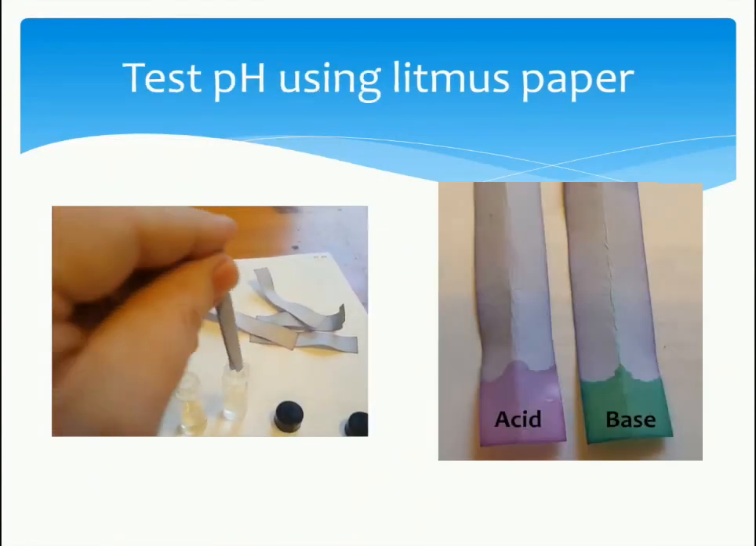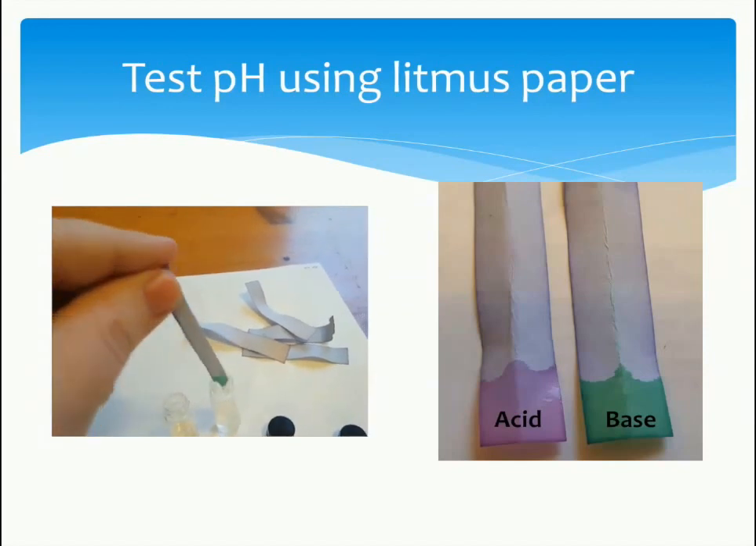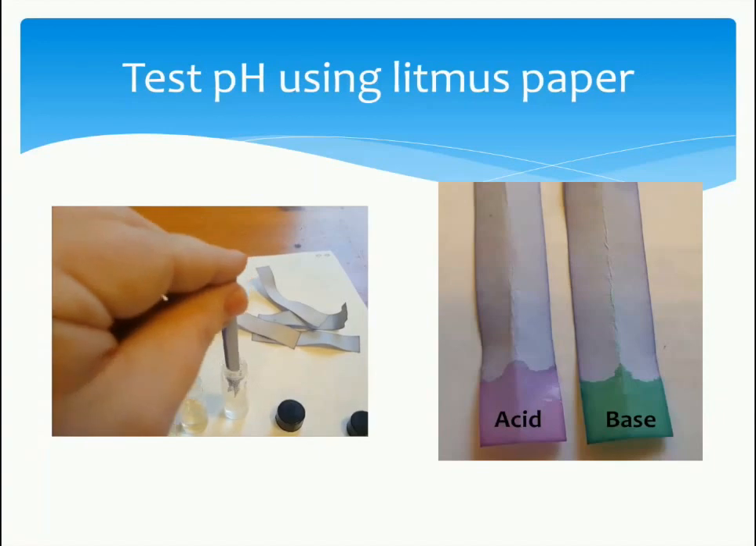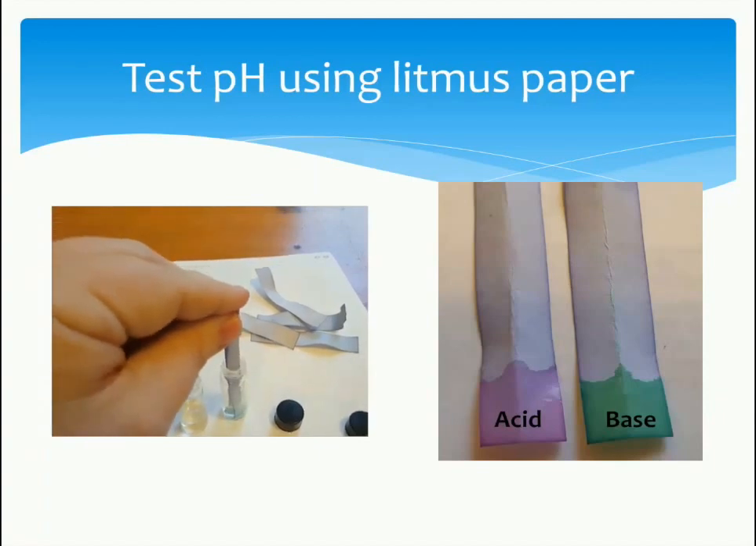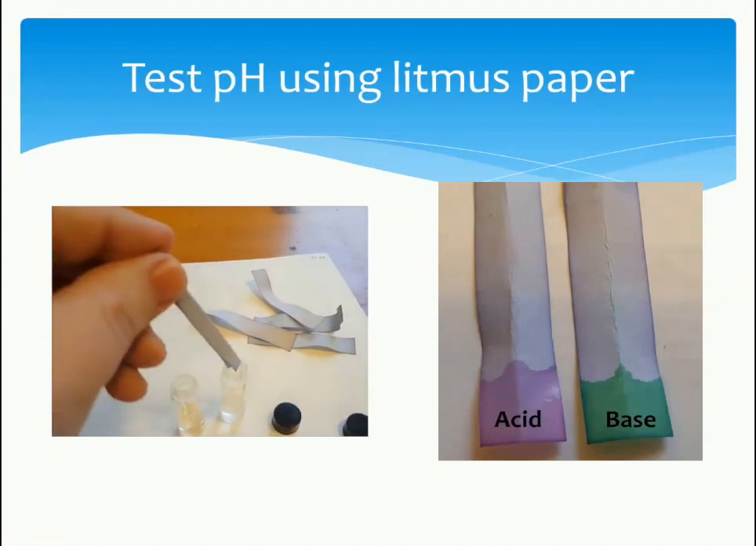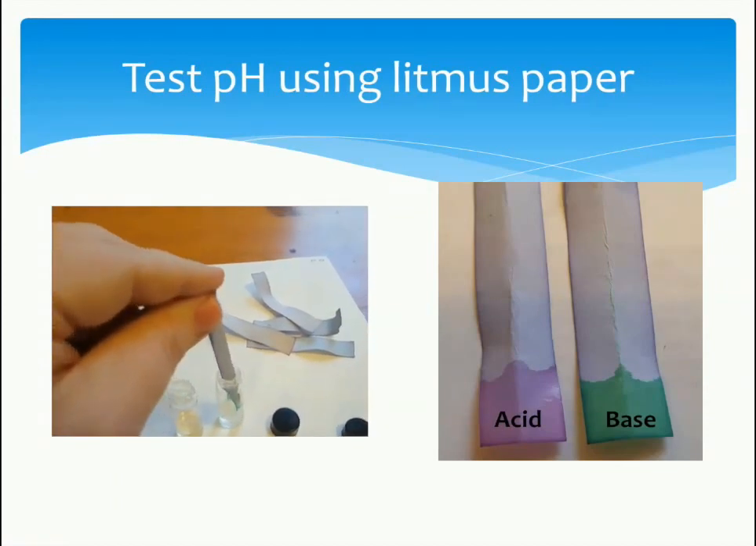When you're ready to use your litmus paper, simply dip it into a small container or vial filled with the substance you wish to test. Now, this time, the litmus paper's color will change. Again, make observations, predictions, and record each time you test something.